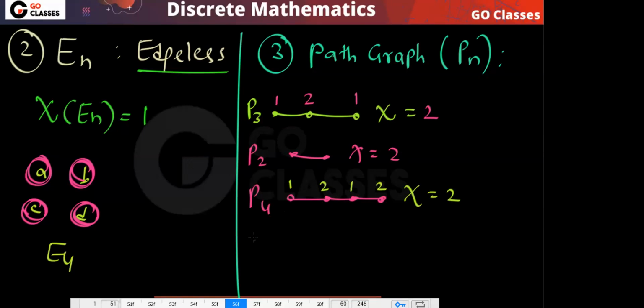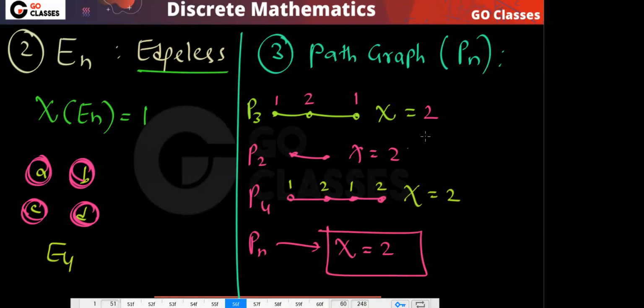So any graph you take, if you have any Pn, then what will be the chromatic number? Minimum 2 colors is enough. So this is the chromatic number. Is this clear? Only 2 colors are enough; you can reuse. I am asking chromatic number. Chromatic number means minimum how many colors you need.